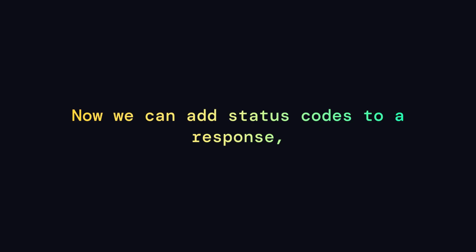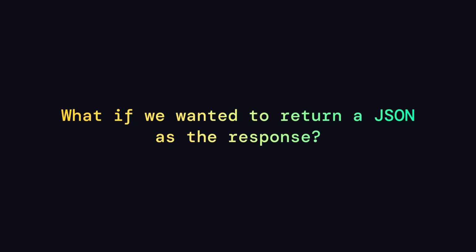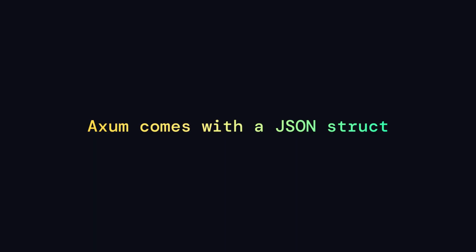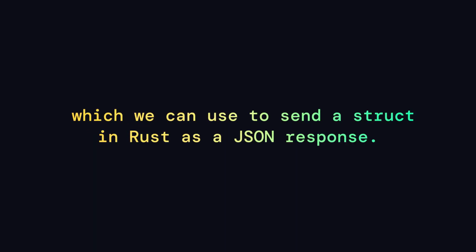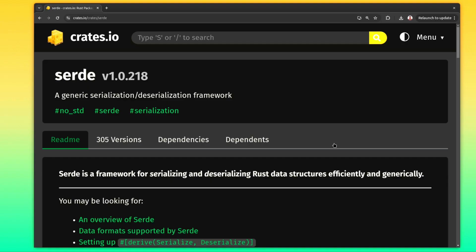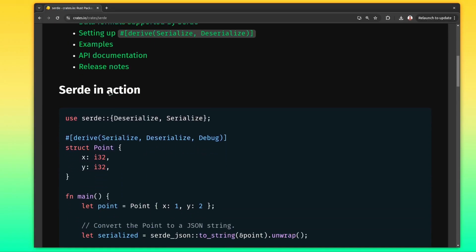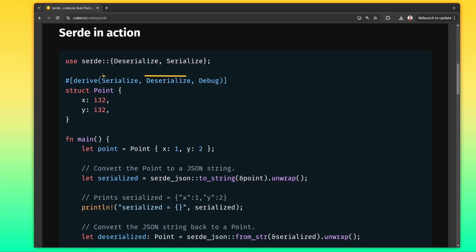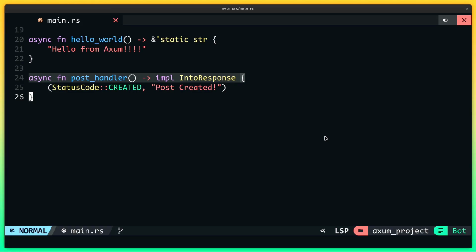Now we can add a status code to a response. But what if we wanted to return JSON as the response? How can we make that possible? Axum comes with a Json struct, which we can use to send a struct in Rust as a JSON response. But the catch is that we need an additional crate called serde, which provides us with the Deserialize and Serialize traits. For example, I can create a struct called User below with a name field.